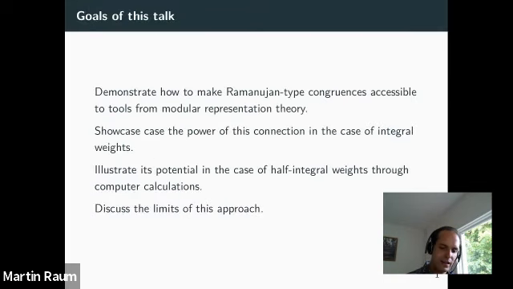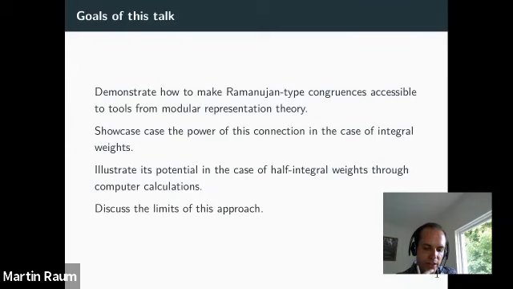And so what I'm going to talk about is basically the resolution, at least in the integral weight case. I think I got pretty far there. In the half integral weight case, there's still quite a lot to do. So what I want to do is to demonstrate how these Ramanujan-type congruences can be made accessible to modular representation theory, because that will be my main tool. And that's really where the power comes from.